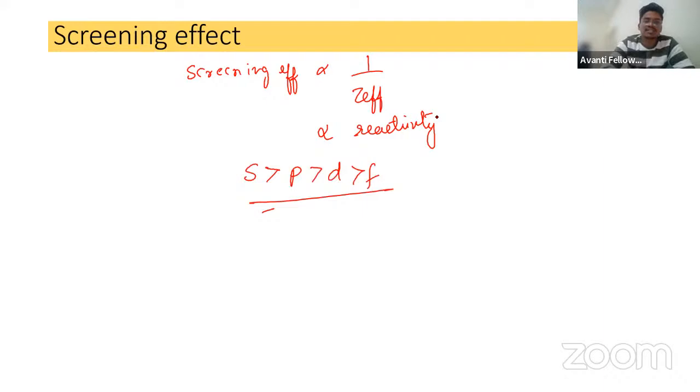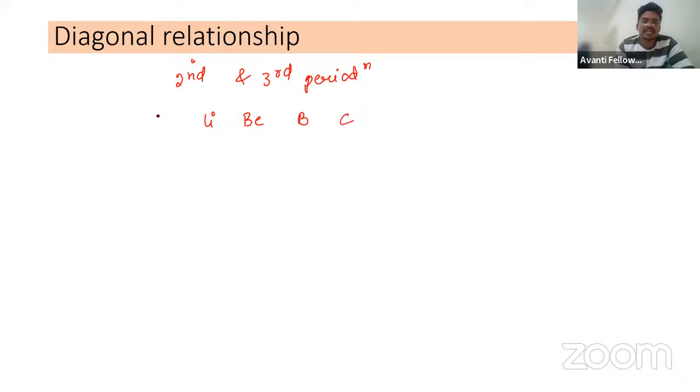Now, the next one is diagonal relationship. What is the meaning of diagonal relationship? Usually, second and third period elements are involved. Second period elements are lithium, beryllium, boron, next carbon. What about third period elements? Sodium, magnesium, aluminum, and silicon.